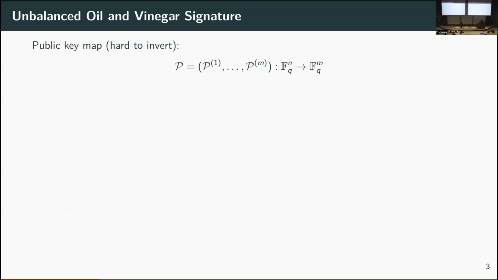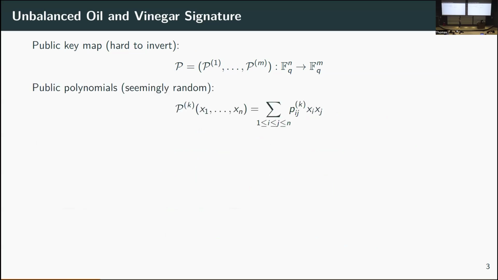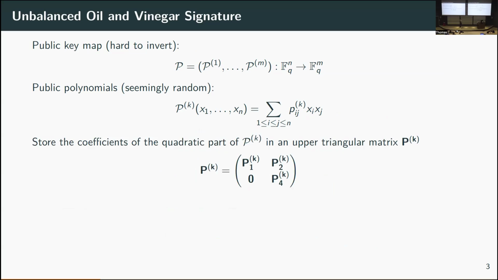Now to the public part of the UOV keys. These are public key maps, quadratic maps that are hard to invert. If we look more closely at the structure, there's not really any structure left, so they are seemingly random. And if we store the coefficients in a matrix, we don't get a 0 block on the bottom right. We just get a random-looking upper triangular matrix.